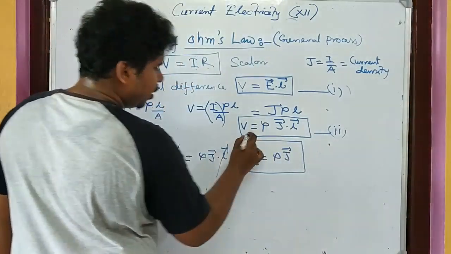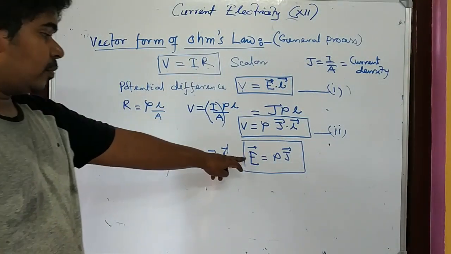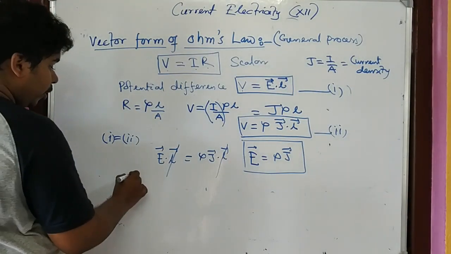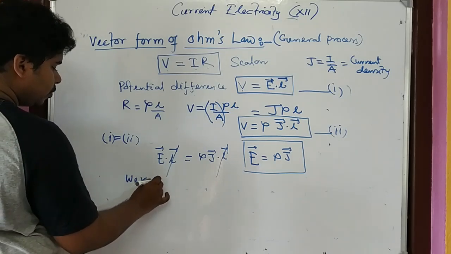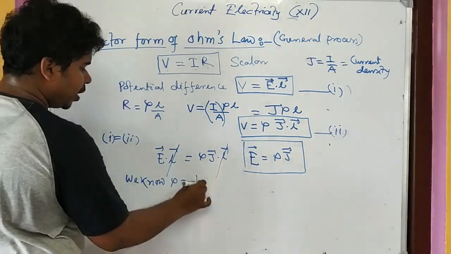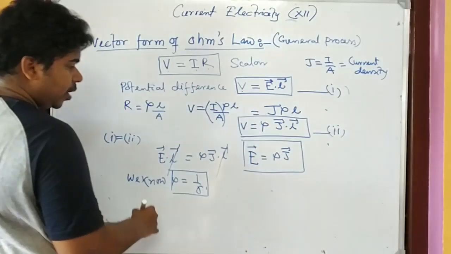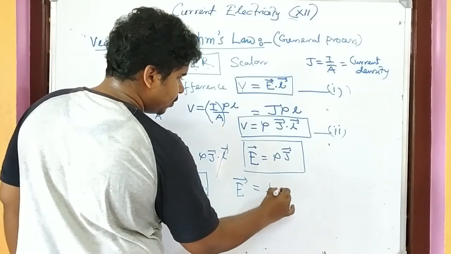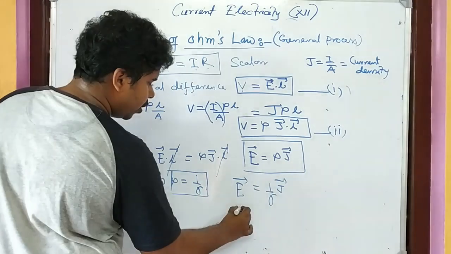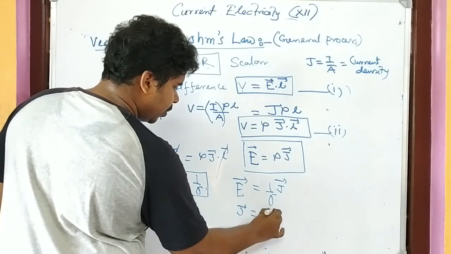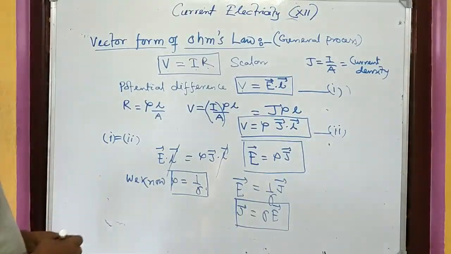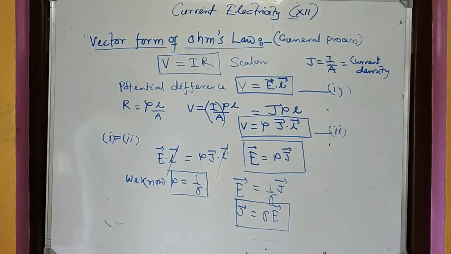And here you see the vector form has come. E and J both are vectors. Now we know rho equals 1 by sigma. So if I write E equals 1 by sigma into J, or J equals sigma into E, that is also the vector form of Ohm's law. It is also the vector form of Ohm's law.